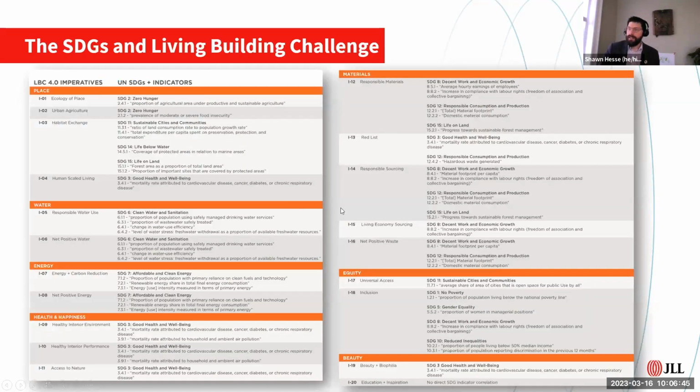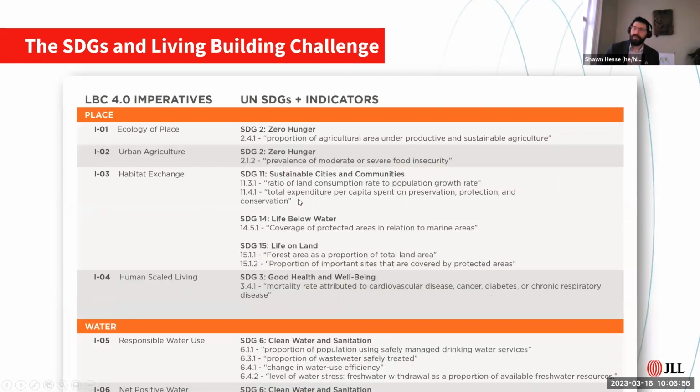So this is the table that you can go to the website and download, which gets into this level of detail that shows you which indicators. And I can zoom in, just as an example. So this is the level of detail that exists on these resources. This lists the ILFI imperative, or Living Building Challenge imperative, for each petal, and then which indicators are linked to that action, right?